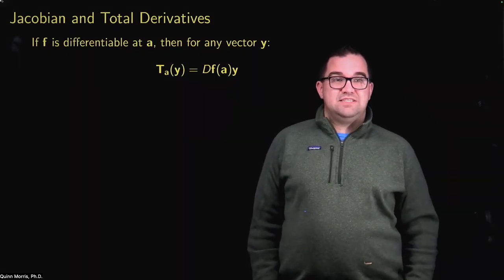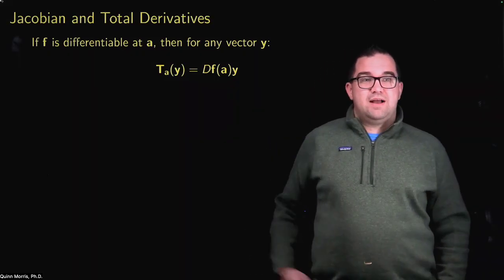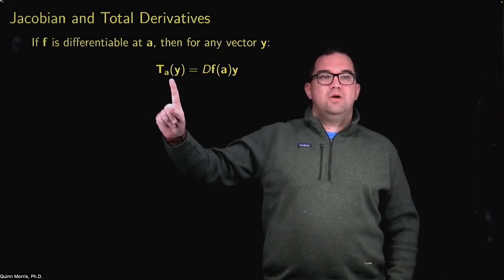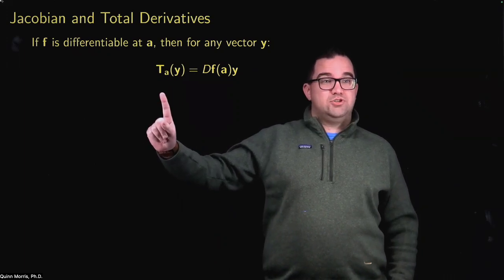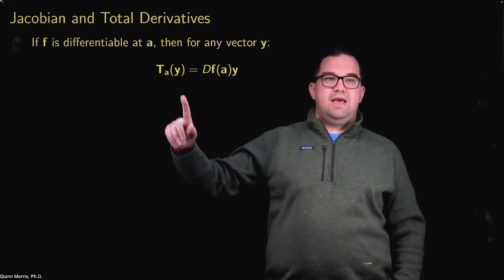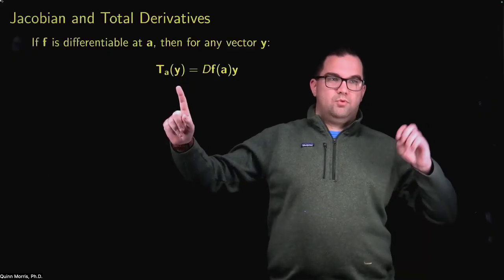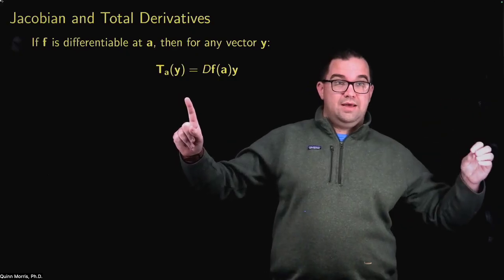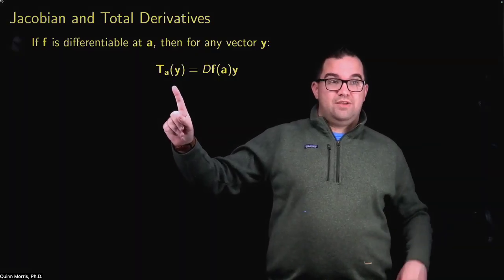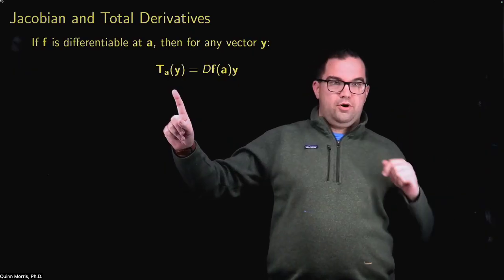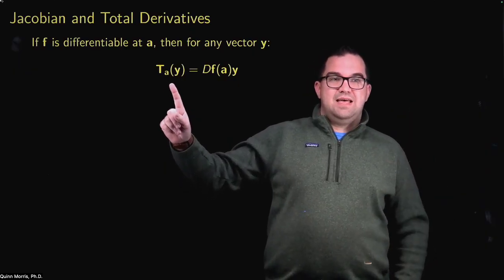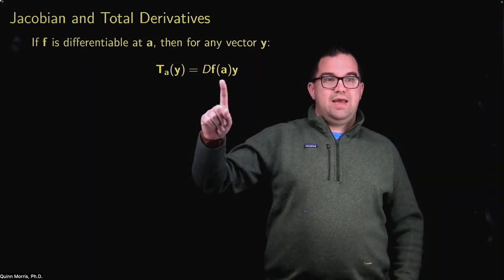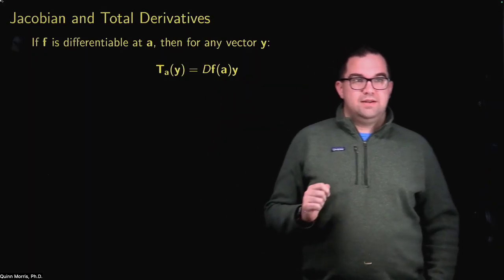So if f is differentiable at a, then for any vector y, this linear transformation, so remember, the total derivative is a linear transformation. Sorry, let me be a little more precise. The total derivative of a vector field from Rn to Rm is a linear transformation from Rn to Rm. And what we can say is that this linear transformation acts on y in exactly the same way that multiplying y by the Jacobian does.